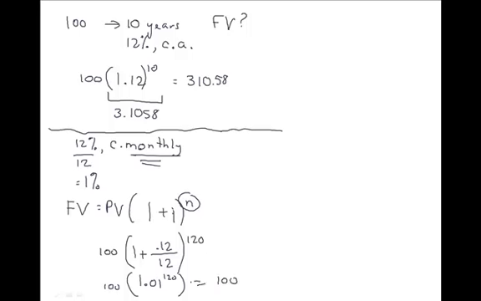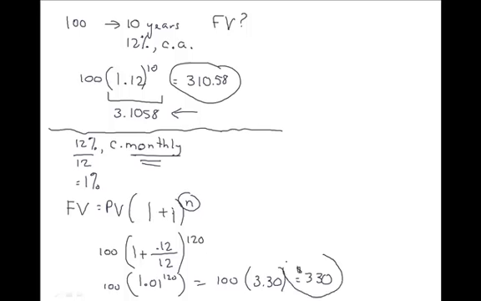My interest factor changes from being 3.1058 to 3.30, so you can see it has gone up. Take our interest factor, multiply it by our $100, and our future value would be $330. So we're getting about an extra $20 because our interest is being compounded monthly rather than annually.